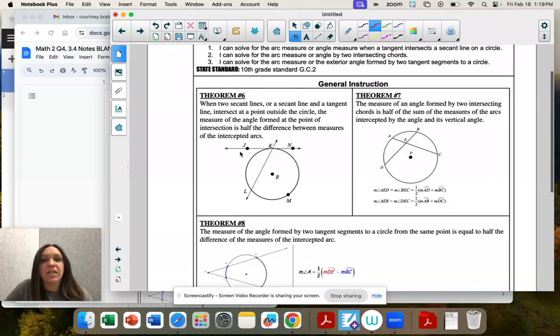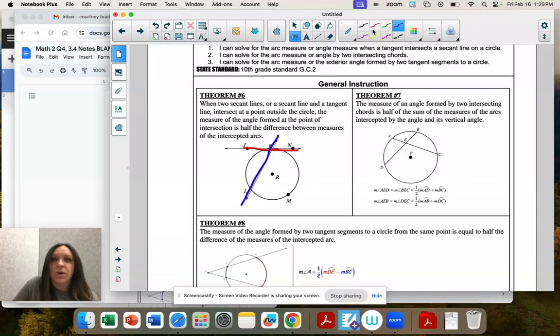So the first thing is we have a circle, and there's a tangent line that goes across, and then a secant line that goes through. So what happens is we make an angle between those two lines, and then there's an arc measure right here.